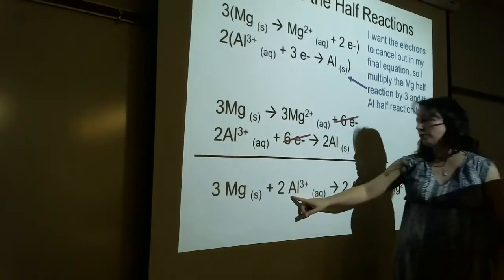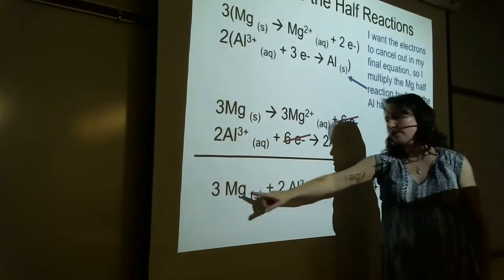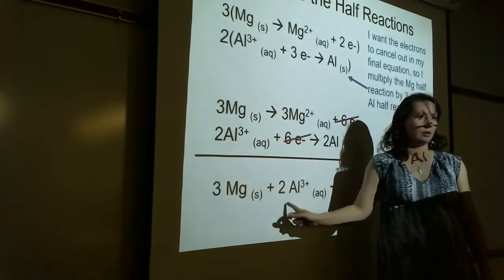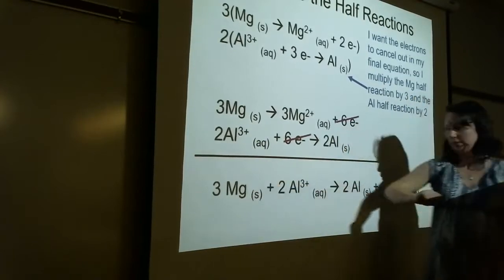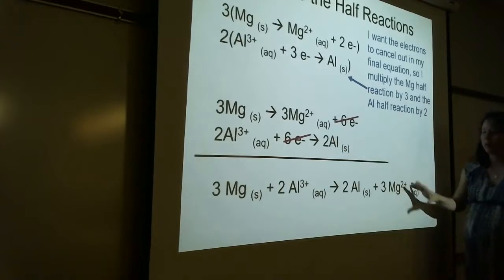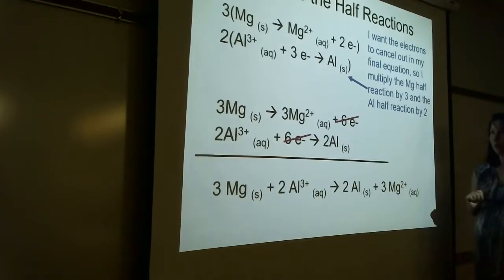Now again, if you wrote the 2Al3 plus 3Mg, would that have made a difference? The order here doesn't matter, right? So long as you've got the correct substances on the reactants and the correct substances on the products, the order that you put them in makes no difference.